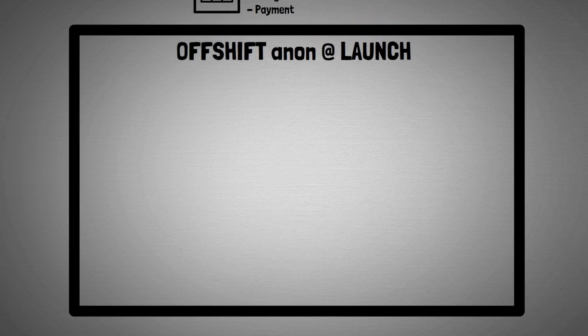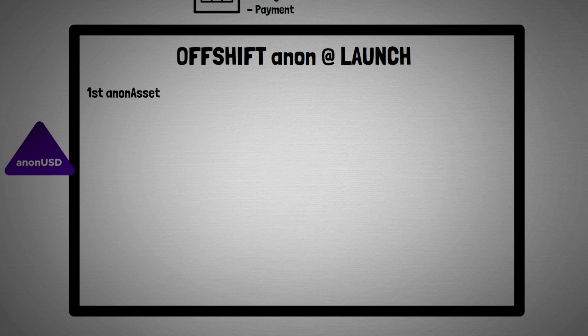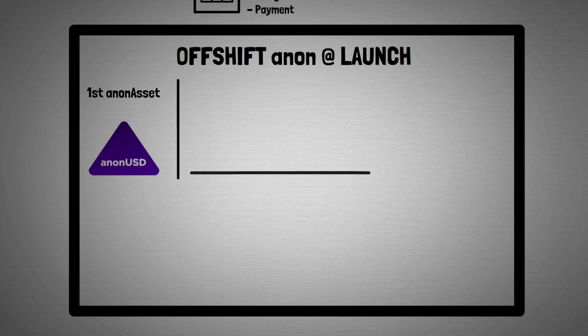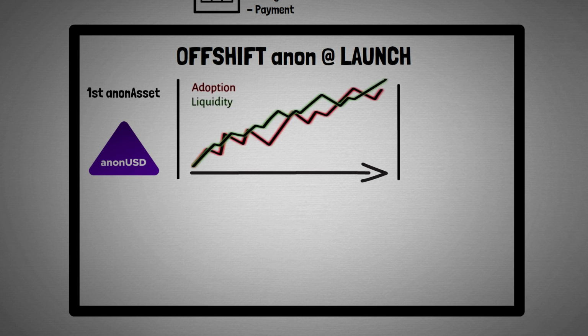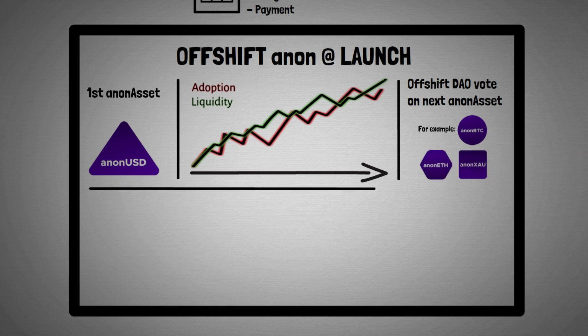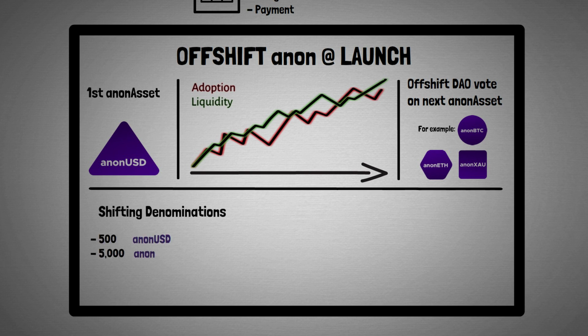Now let's take a look at what Offshift Anon looks like out of the gate. At launch, Offshift Anon features anonUSD as the platform's first anon asset. As a robust market backed by sufficient liquidity forms around each anon asset, Offshift Core will move forward with releasing additional anon assets on the basis of community interest via the Offshift DAO. Shifting denominations for an anonUSD are $500, $5,000, and $25,000, and include a mandatory 0.05 ETH for post-withdrawal gas fees.